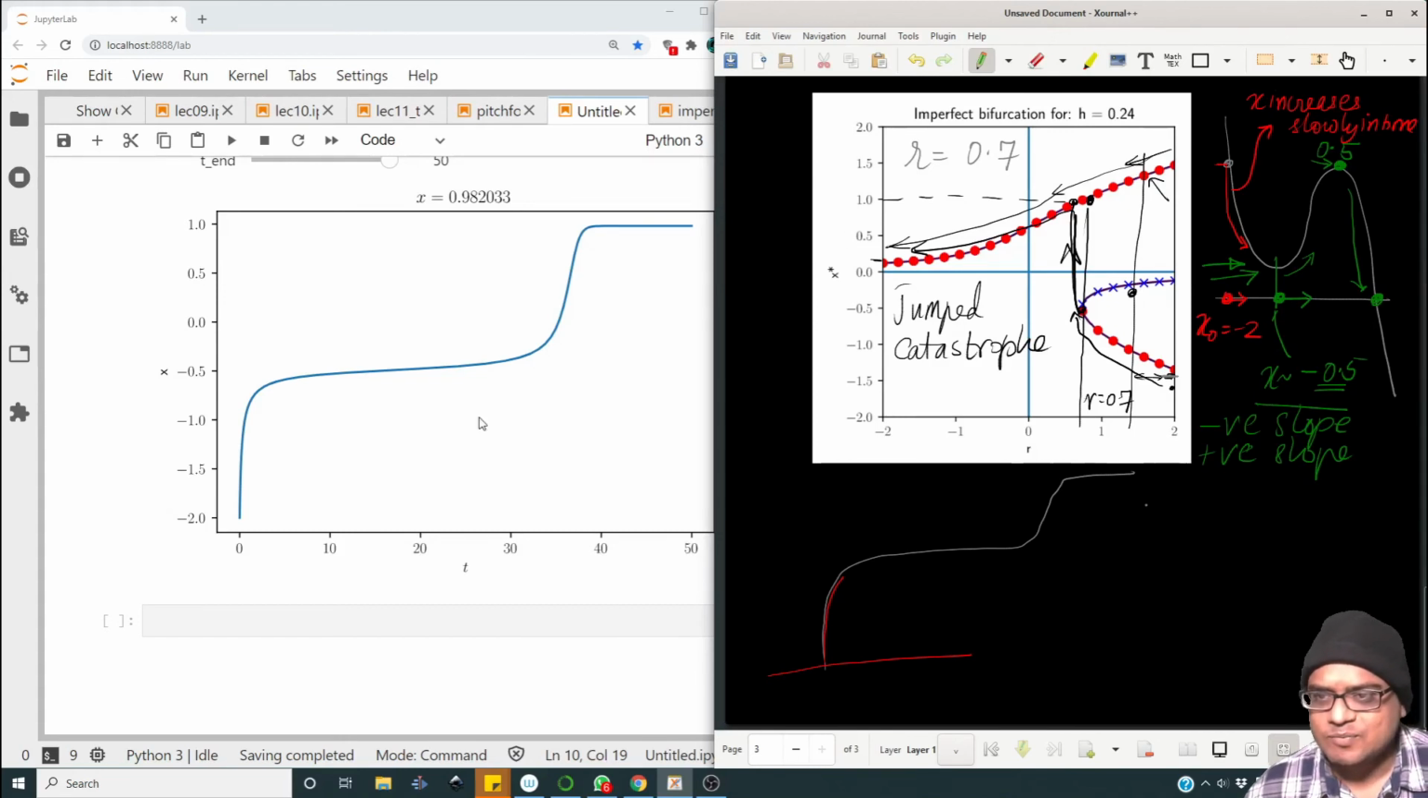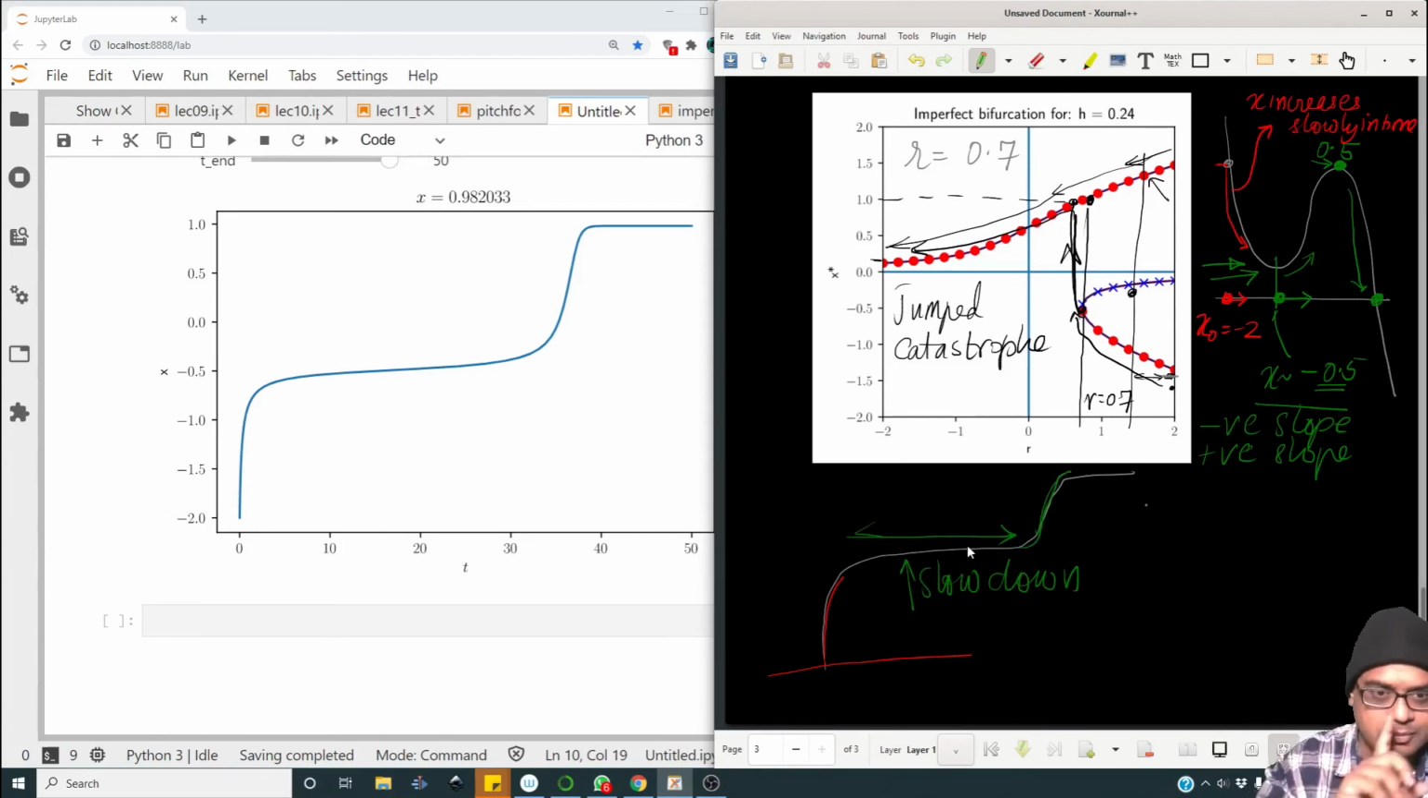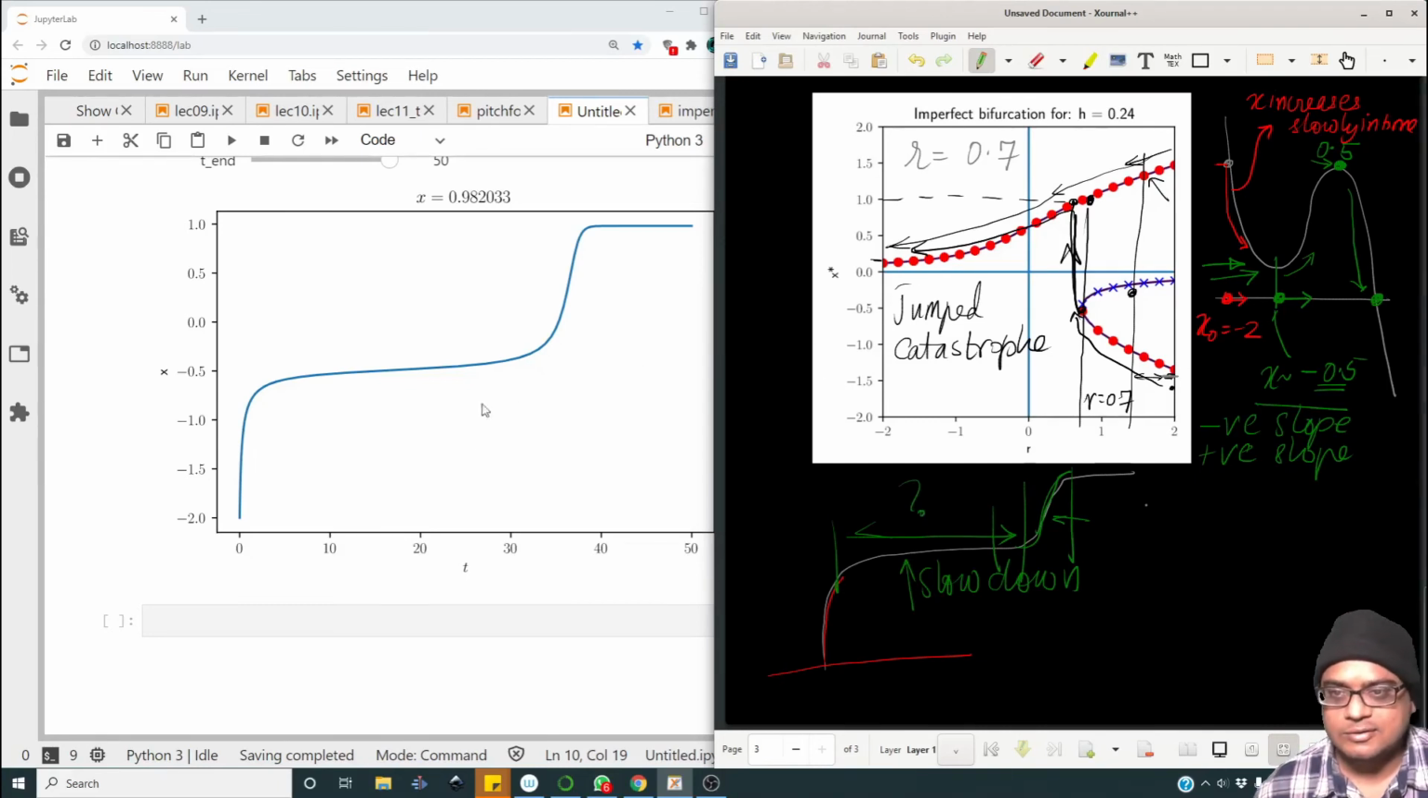In fact, this particular slowdown is quite large. Can you tell why this slowing down is very large compared to this crossover? It's slowing down and there is a crossover, but over here there is also a crossover, but it's quite rapid. This is quite rapid compared to this. So the question is why? And the answer is quite straightforward.